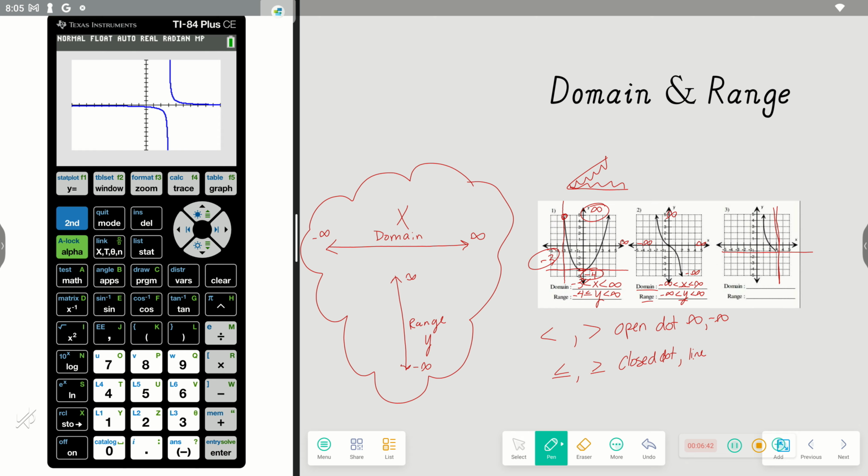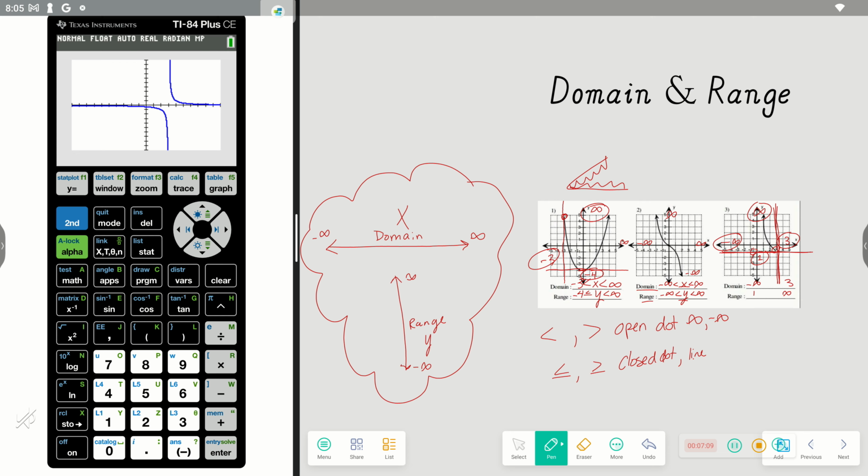Okay, so this is going left forever, so it goes to negative infinity. My line over here is at 3. At the bottom, it's at 1. Okay, so 1. And it goes up forever, which is infinity. So we have negative infinity to 3 for the domain. We have 1 to infinity for the range.